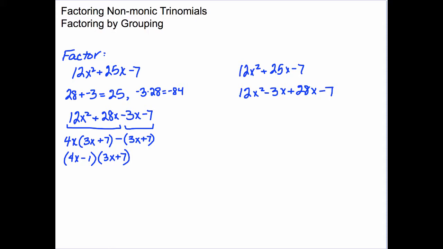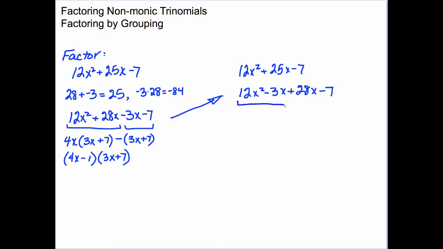In this last part of the video, I'm going to demonstrate the answer to a question that is often asked, and that is, when I split the coefficients here, I split it into 28x minus 3x. The question is, what happens if you split it the other way? So I'd like to do this problem here, factoring 12x squared plus 25x minus 7, the other way. In other words, reversing these two terms to see what happens. So I did that over here already. I wrote this as 12x squared minus 3x plus 28x minus 7.